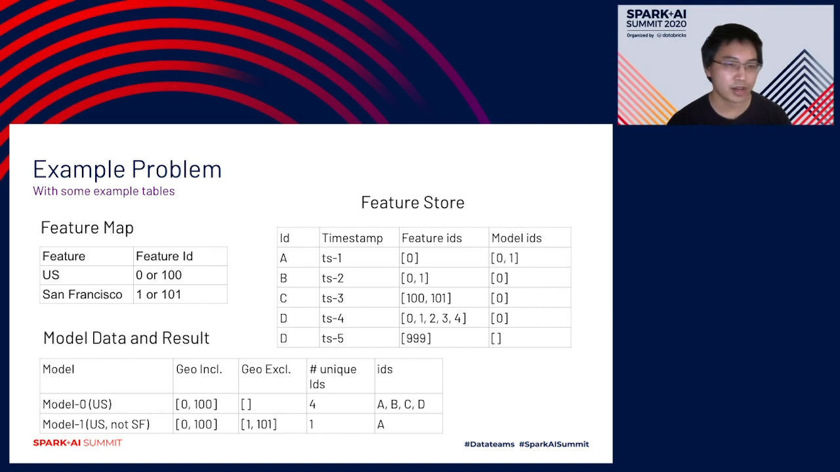Lastly, if you look at the bottom left, there is a table of model data. In our first example, the US model, you need to have a feature row with the features 0 or 100. In other words, we need to have seen you in the US. For model 1, where you're in the US and not SF, we need to have seen you in the US and you must not have the San Francisco feature associated with you. Once we have this feature store table, we essentially scan through, for every row find out which model we're associated with, and then group by model, select the unique IDs, and count.